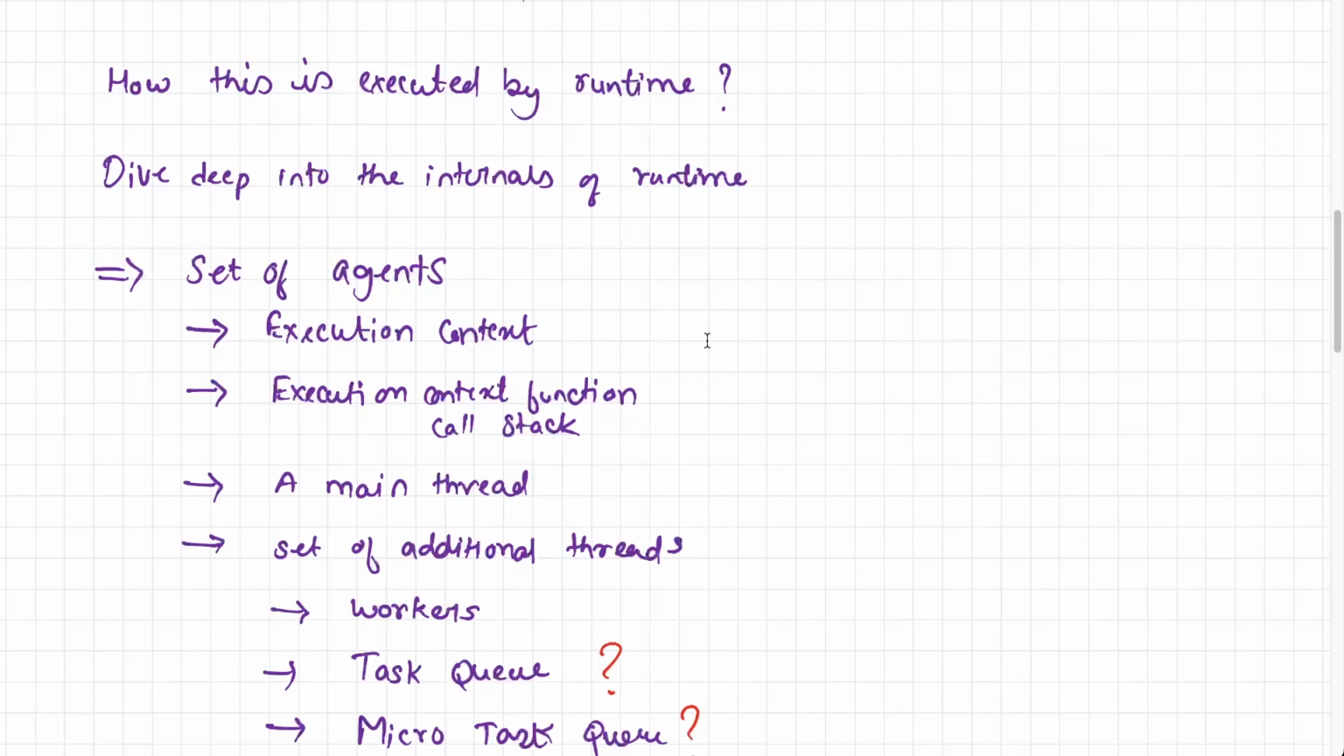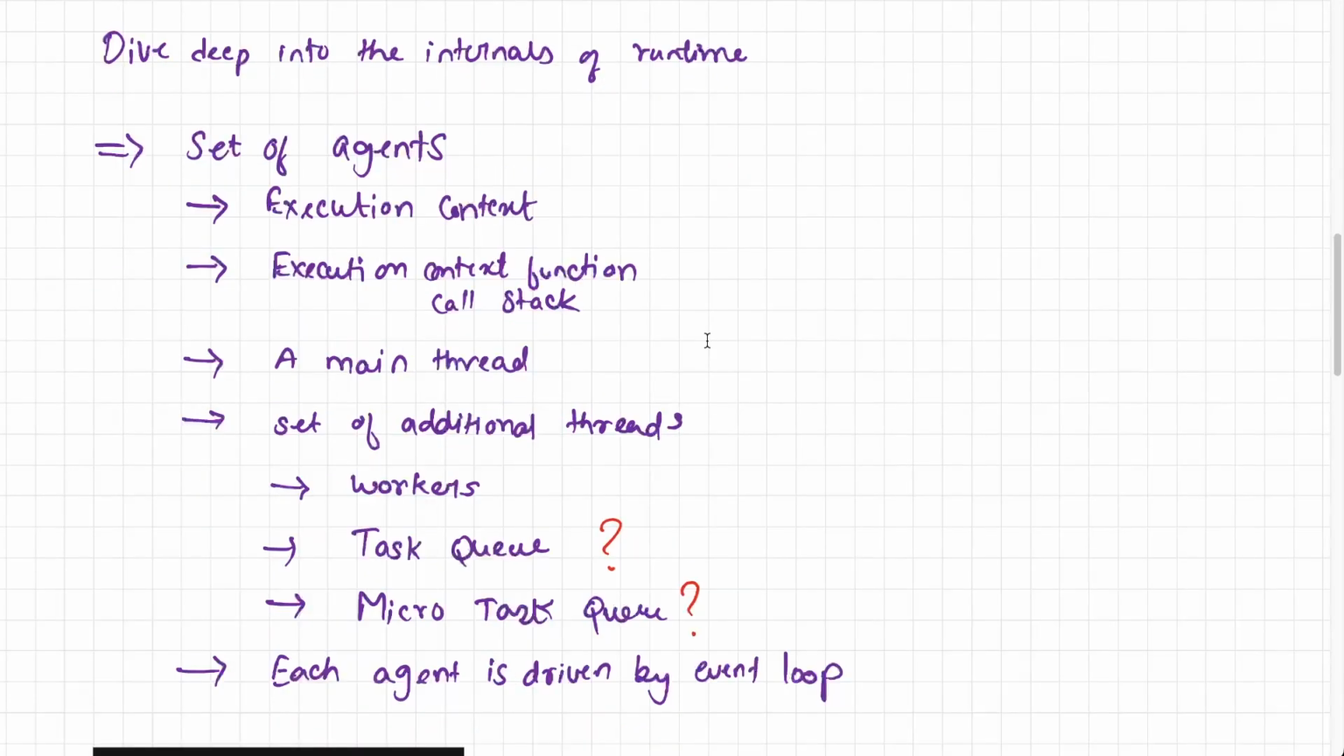Now you might ask, what are agents? The agents are like a thing or a person whose responsibility is to execute this script. And these agents are also made up of some components: execution context, function call stack, a main thread for the event loop, a set of additional threads for workers, a task queue, a microtask queue, and last but not the least, the event loop. Now let me explain all of these components one by one.